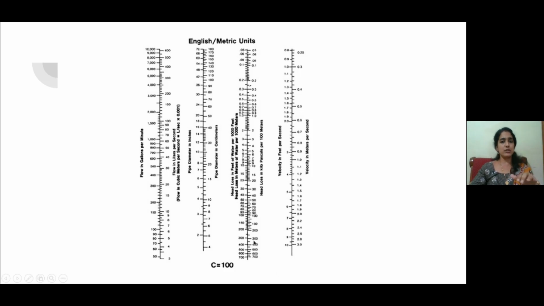Connect all these values using the scale. Then it will meet a point in the rate of head loss scale, and then you will get the rate of head loss for that particular pipe having a diameter and having a length, which will meet up at that point, and you can take that as the rate of head loss for that pipe.